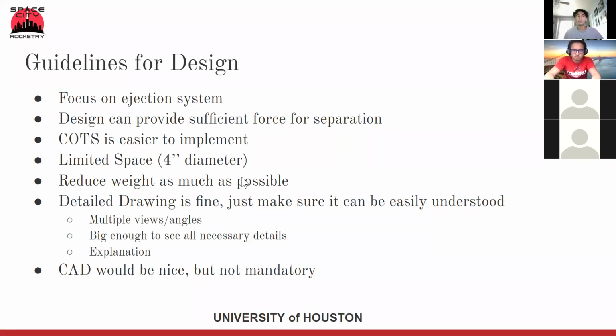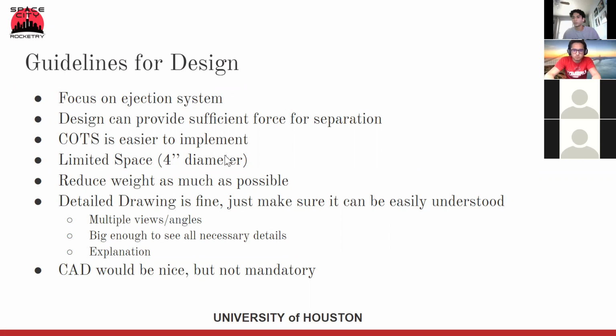For now, we're focusing on the ejection system, not the cords, the parachutes, all of that. I feel like that is probably best to wait until we know more about the rocket itself. For now, we're just worried about how we're actually going to separate the rocket. Make sure that whatever you design has sufficient force for separation. Don't make something that's only going to have like 20 pounds of force.